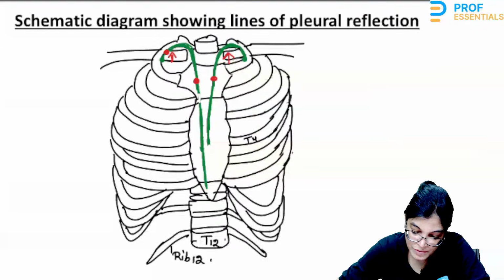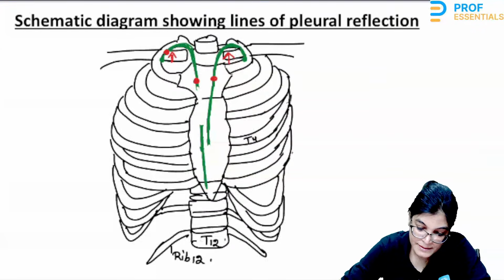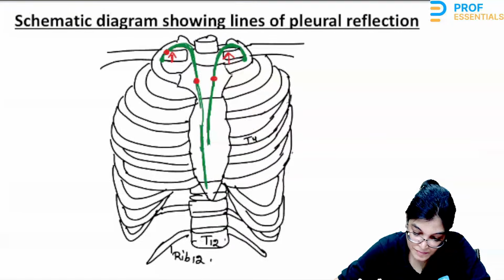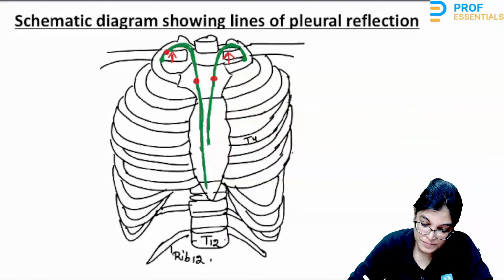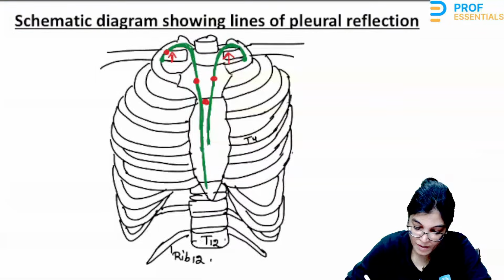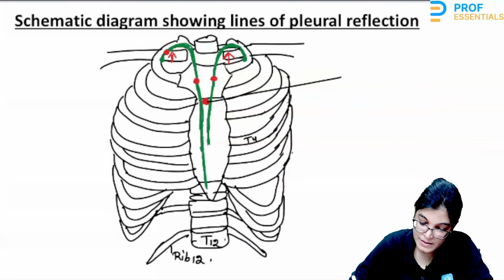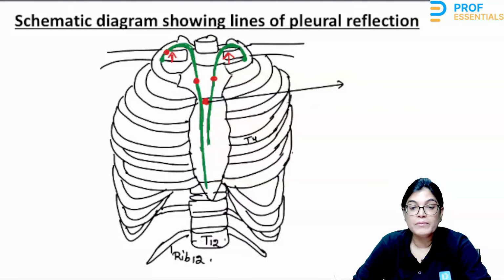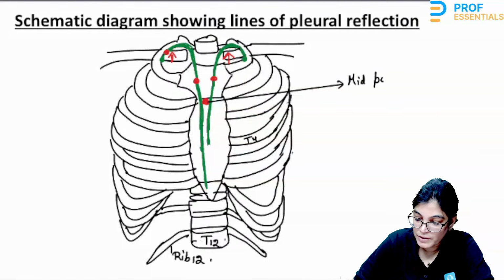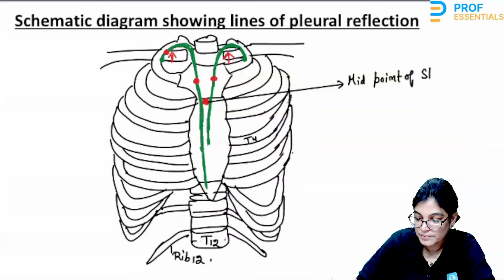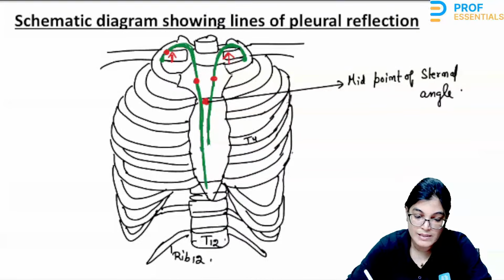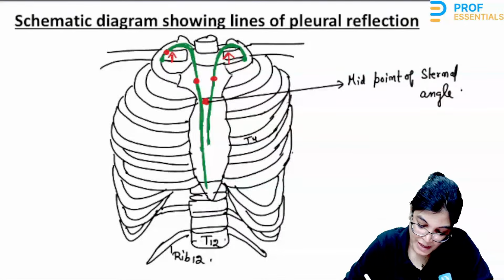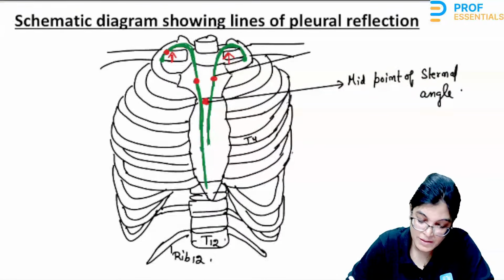If you want, you can go more medially. This line is the midpoint of the sternal angle. Till now we have marked the cervical pleura. Is it okay? This is the sternoclavicular joint which we have marked.